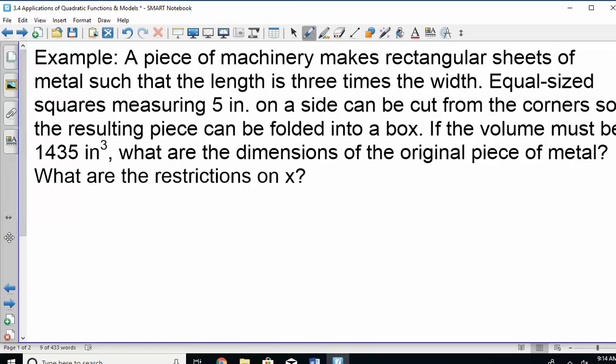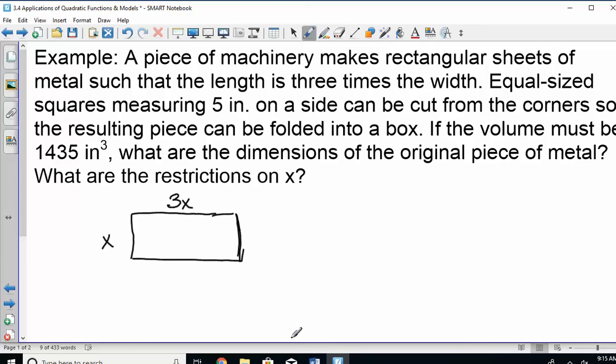Let's go to this one. A piece of machinery makes rectangular sheets of metal such that the length is 3 times the width. What do you think I should do right here? Okay, I have a rectangle. Okay, the length is 3 times the width. Do I know what my width is? So if I call that x, what would my length be? Okay.